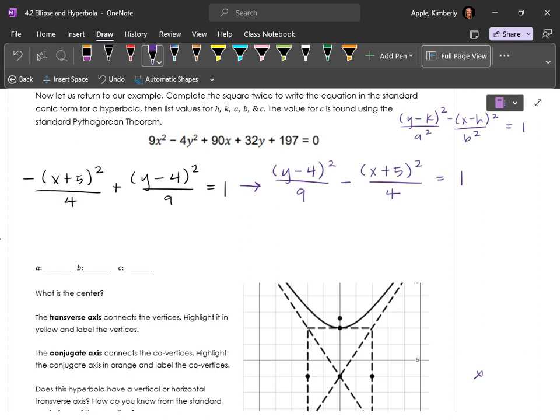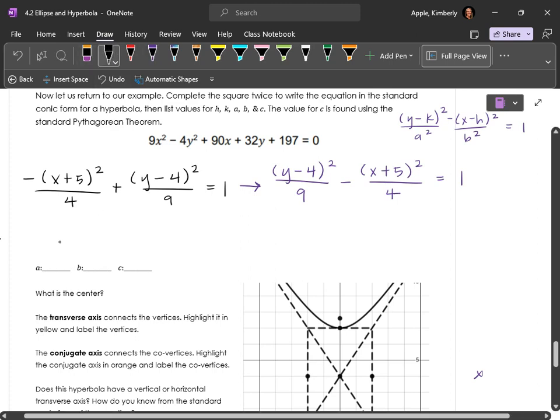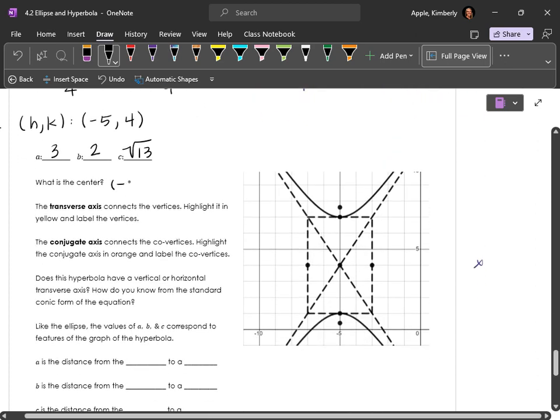And then what did you obtain for c? Not a decimal, exact value, please. Square root of 13. So let's record all of those things, because what's going to be helpful to you here is recording a, b, and c, and also h, k. So a we said was 3, b we said was 2, c is the square root of 13. And so the center, h, k, let's talk about that for a second, would be where? (-5, 4). This works exactly the same way as it always has. Where is the center? (-5, 4).